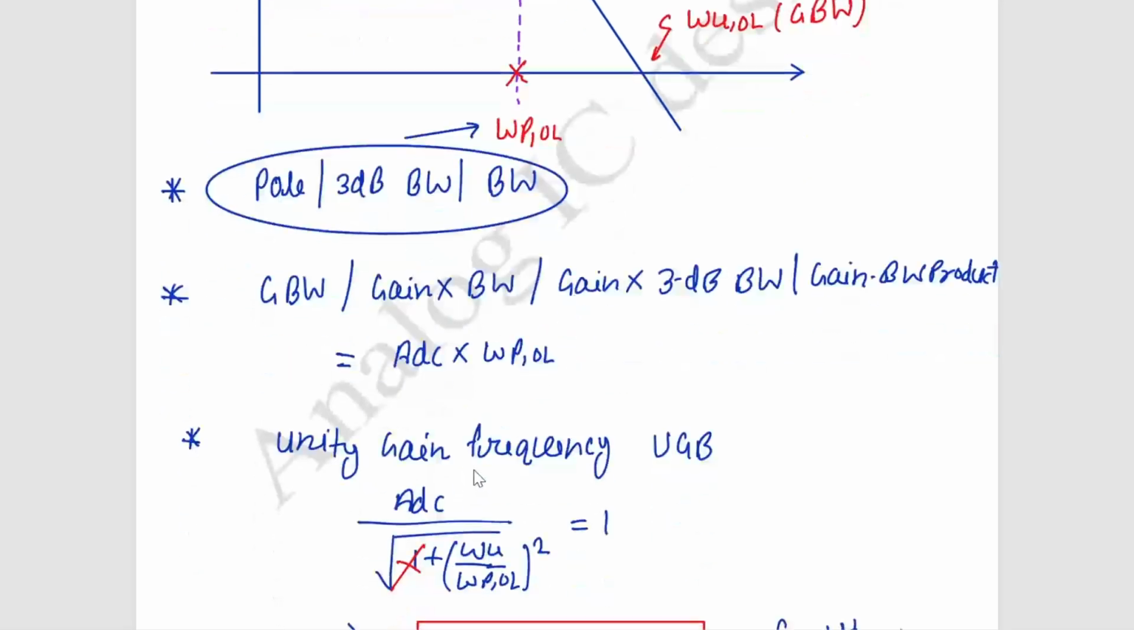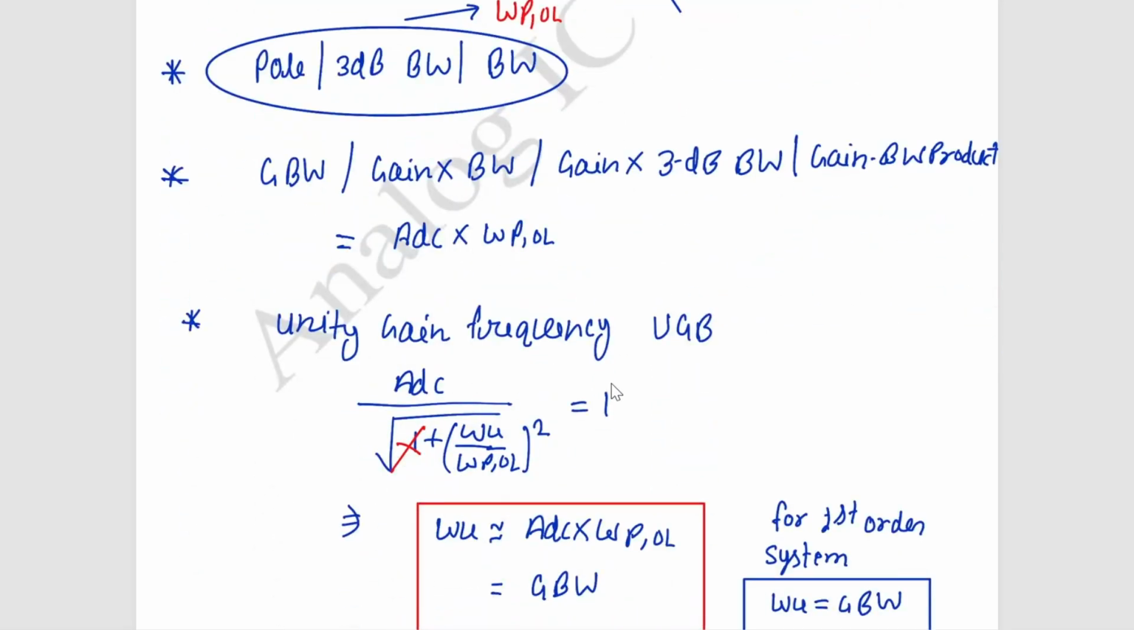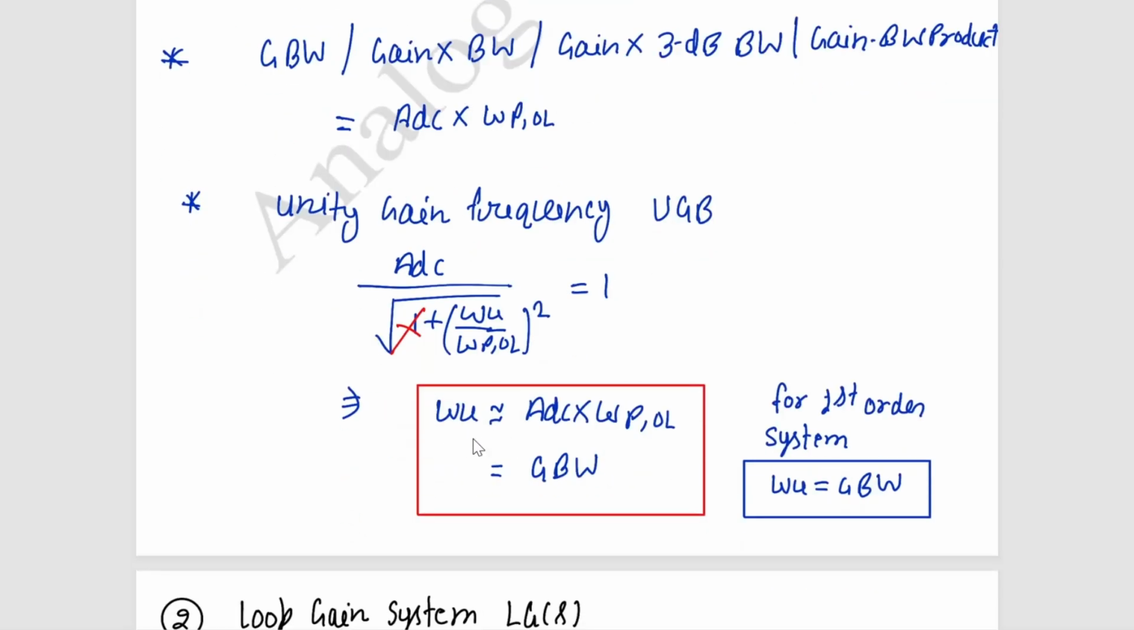Now we will calculate the unity gain frequency. Unity gain frequency is where your magnitude drops to 1. So it's simply ADC divided by root of 1 plus (omega u by omega p OL) squared equal to 1. I ignored the 1 inside the root. After calculation, we get ADC times omega p OL, which is equal to the gain bandwidth. So for a first order system, your unity gain frequency is nothing but the gain bandwidth product.